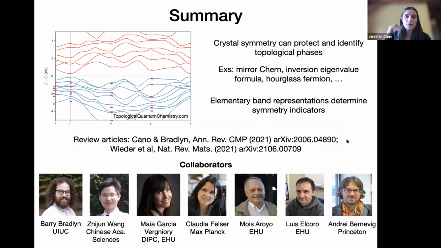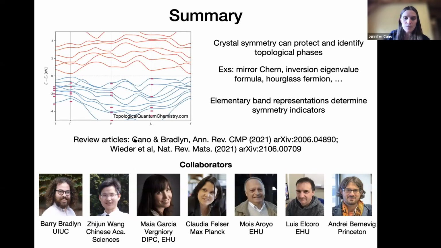Okay, so in summary, these are the main points that I would like people to take away. Crystal symmetry can both protect and identify topological phases. We discussed a few interesting canonical and also more recent examples. And then finally, this concept of elementary band representations gives us a way to enumerate atomic limit phases and therefore identify topological phases. And I will advertise some recent review articles that I've been a part of.